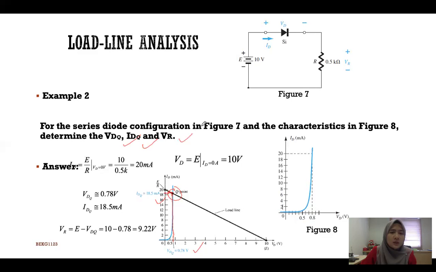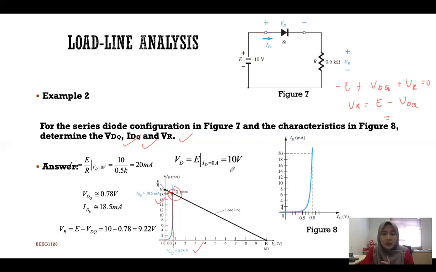The question also asks you to calculate for the VR. For the VR, the KVL equation of this circuit is negative E plus VDQ plus VR equals 0. So VR is actually E minus VDQ. Why do we use VDQ instead of VD? Because VDQ is the operating point.